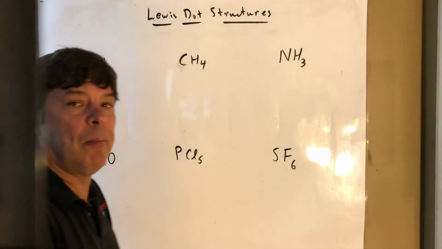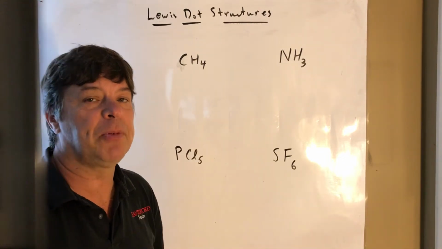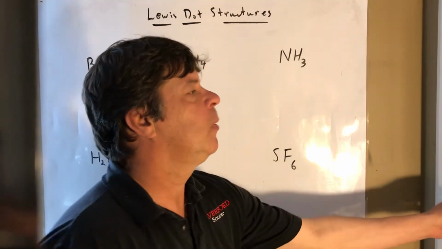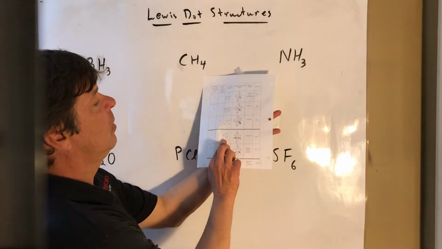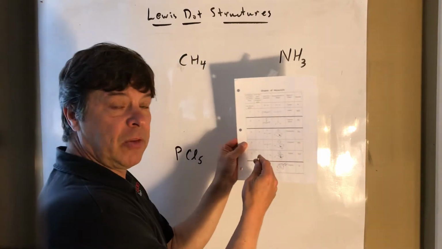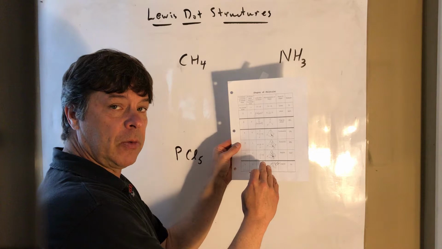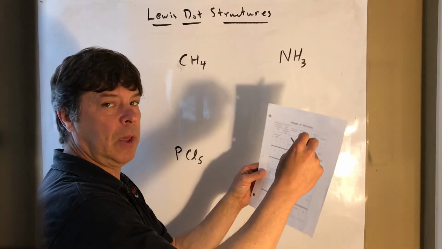All right, hey, more Lewis dot structures. We're going to start looking at the shapes of molecules. One thing I'll be sending you is this piece of paper right here, shapes of molecules. It'll have some sketches. If it's three-dimensional, this will show you how to draw a three-dimensional sketch. Also tell you the name of the shape of the molecule, okay?